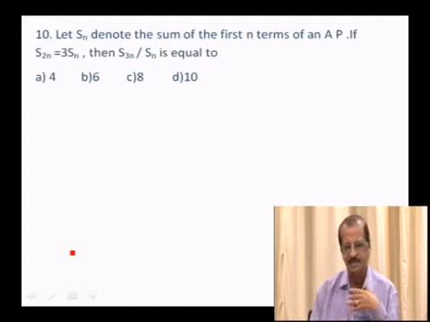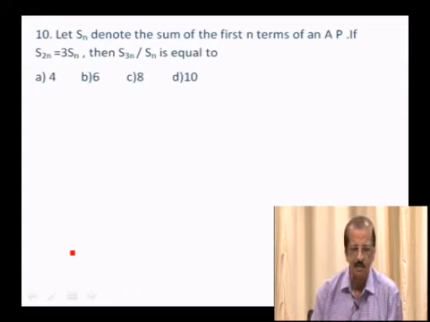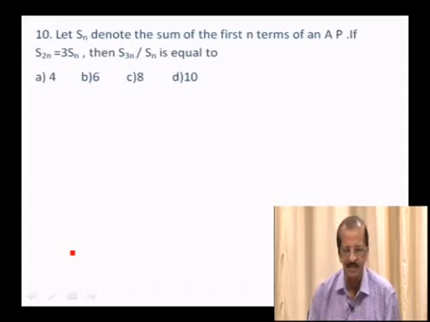So this question has a little more working. You have to calculate Sn, S2n, S3n and then use this result S2n is equal to 3Sn and then calculate S3n by Sn. So let us see how it can be done.